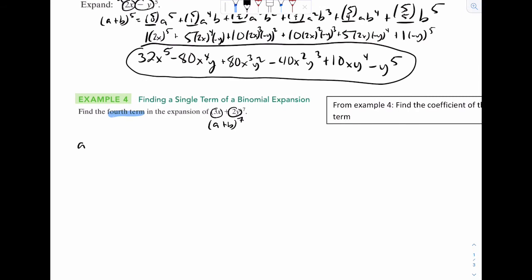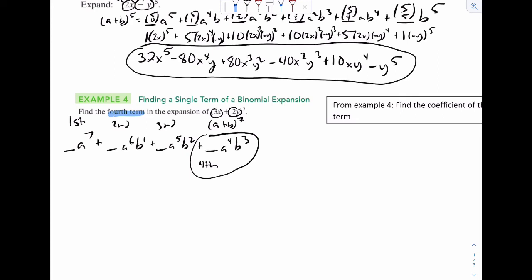The first term would be something a to the 7th. That's your first. The second term would be something a to the 6th b, the first. The third term would be something a to the 5th b squared. And finally, the fourth term, the one we want, would be something a to the 4th b cubed. So this is the term we're looking at. Now your intuition might tell you, well, it's the fourth term, just make a to the 4th power. But that doesn't make sense because look at the first term. That's definitely a to the 7th, so that logic breaks down.